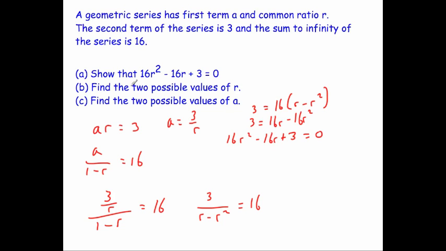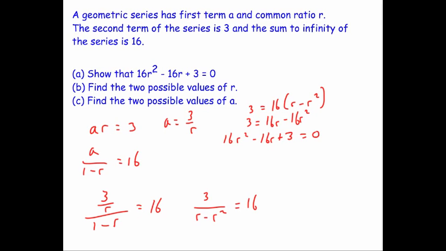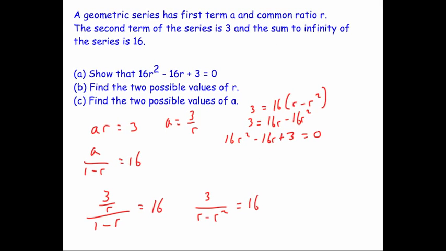Part B says then find the two possible values of r. So what we're going to do is factorize this and solve it to get what the values for r would be. So factorizing it, I'm going to go for 4r and 4r, and I'm going to use minus 3 and minus 1, and that would work. Okay, so that means that r equals either 3/4 or r equals 1/4. So I found the two possible values for r.